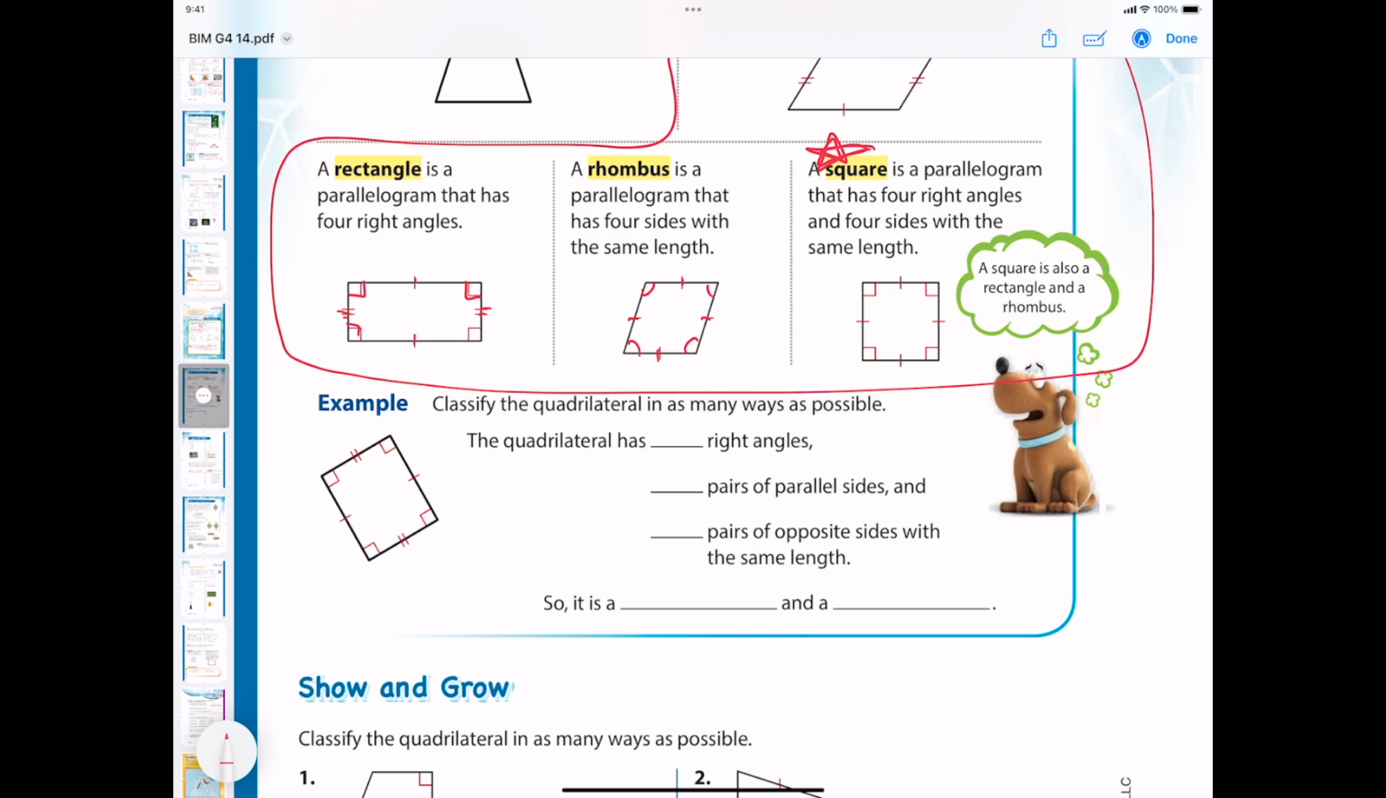Classify the quadrilateral in as many ways as possible. The quadrilateral has how many right angles? Four right angles. How many pairs of parallel sides? Two pairs. And how many pairs of opposite sides with the same length? Two pairs, because one pair has the same length and the other pair has the same length. So it is a rectangle, and a parallelogram.